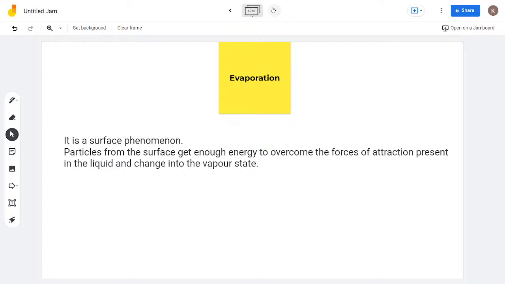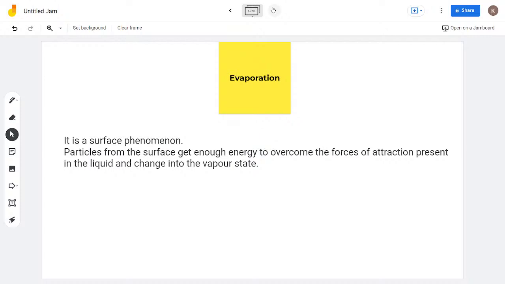Do you have any example from our day-to-day life where change of state from liquid to vapor takes place without the liquid reaching the boiling point? Water. When water is left uncovered, it slowly changes into vapor. Wet clothes dry up in the presence of sunlight. What happens to water in the above two examples?